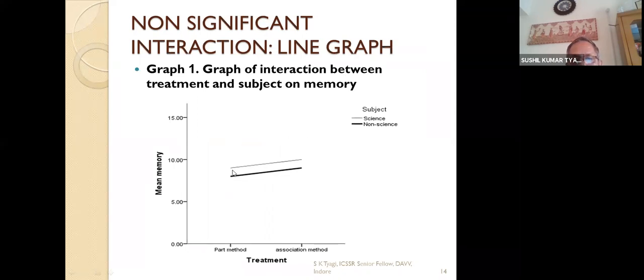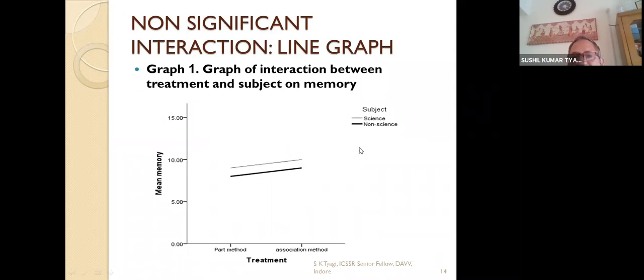Now this light color line is science subject and the dark, bold line is non-science. And this is the part method. This is the association method. Here we have mean 5, 10, 15 and so on. So the science group is better than the non-science group for both the methods. Similarly, the association group is better than the part method for both kinds of student.